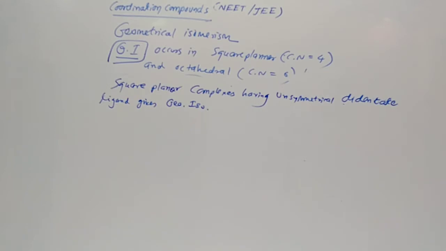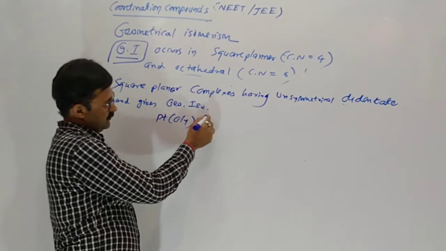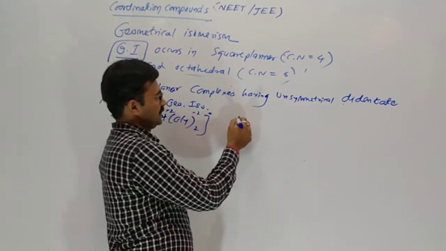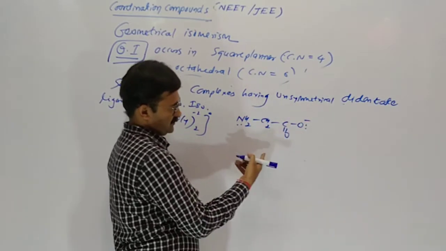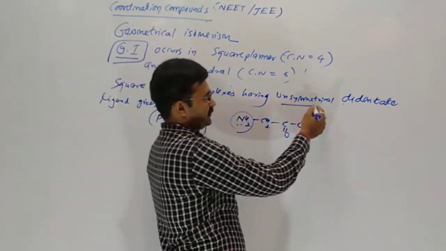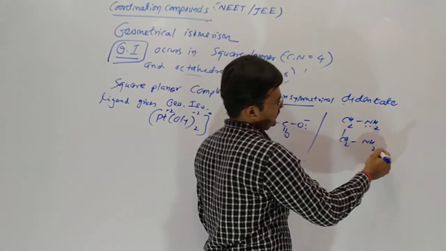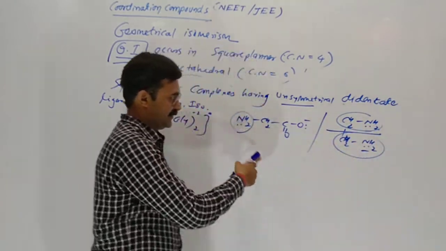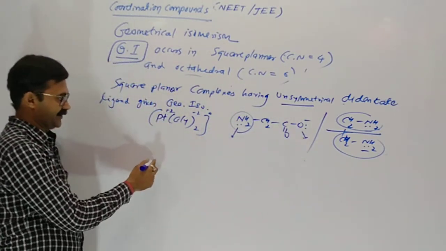Pt(Gly) twice. Gly means glycinate. In the glycine, NH2 CH2 COO minus. Glycinate, this one is non-symmetric, unsymmetric. But ethylene diamine, when we take, is symmetric. Here both nitrogen and both parts are the same, symmetric. This one is non-symmetric. One nitrogen atom and one oxygen atom are donating here.